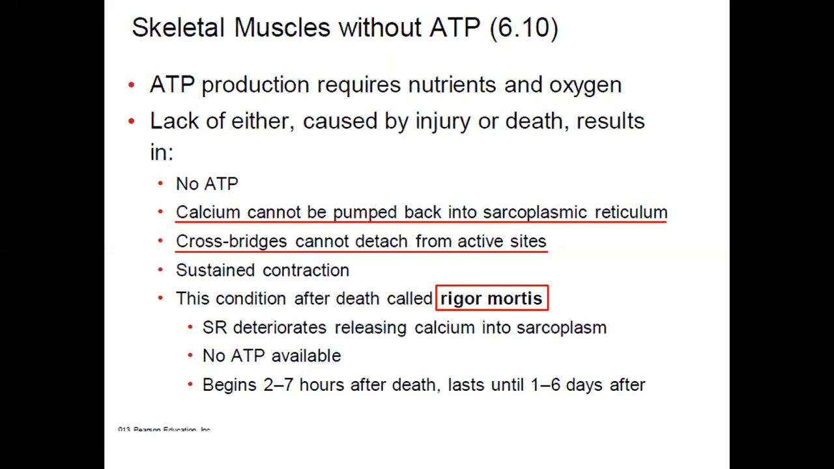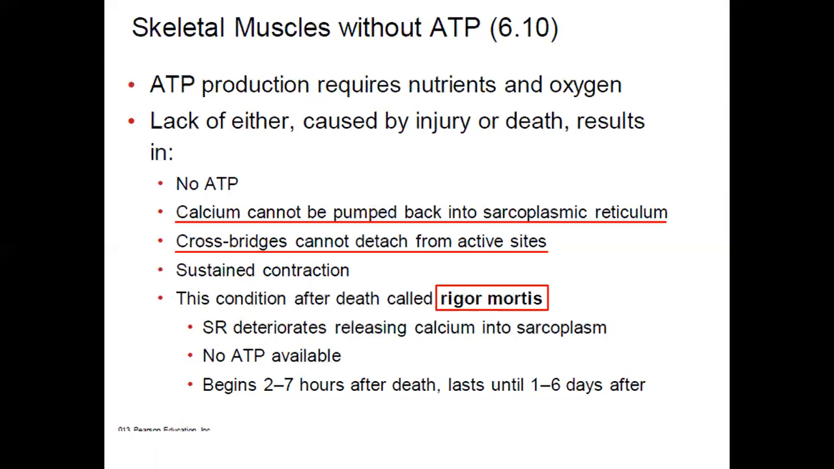Without more ATP production, myosin will stay bound to actin, and what is caused by that is called rigor mortis. Post-mortem, after death, ATP production stops. And then the sarcoplasmic reticulum releases tons of calcium into the sarcoplasm, the cytoplasm of the muscle cell. So a bunch of calcium gets released. No more ATP is available, so calcium can't get pumped back up into the sarcoplasmic reticulum, and it stays in the cytoplasm, the sarcoplasm. And then that calcium causes muscles to contract.